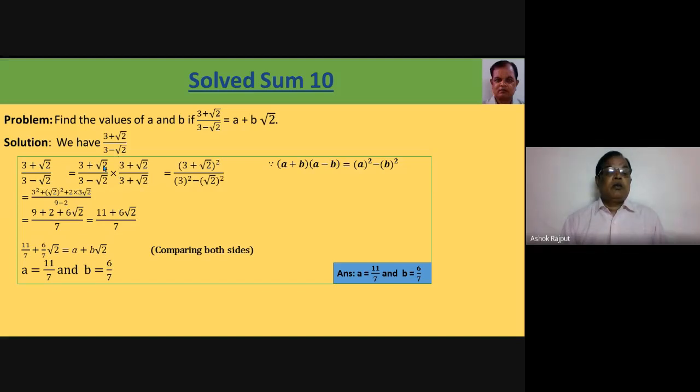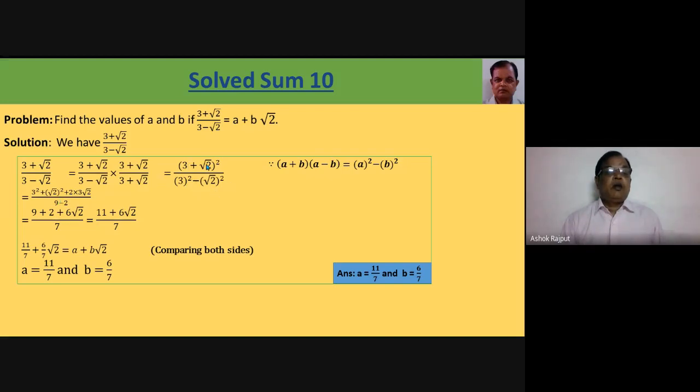So we will use brackets here also. It is sometimes a typing mistake. Then it is written 3 plus under root 2, 3 plus under root 2, the same value. So we have written here 3 plus under root 2 square. It is a minus b and a plus b. So a square minus b square as identity is a plus b, a minus b equal to a square minus b square. So we have used here square of 3 is 9, square of under root 2 is 2.